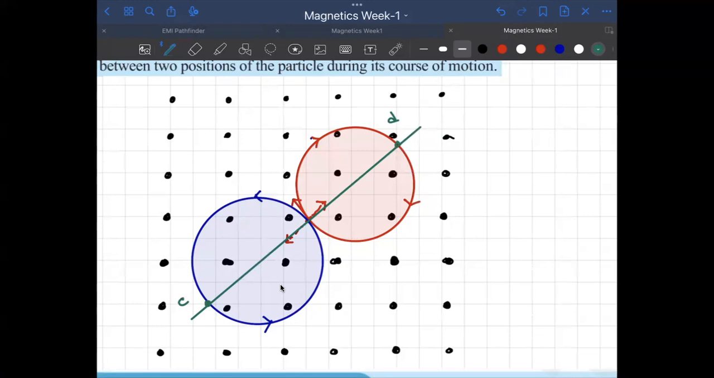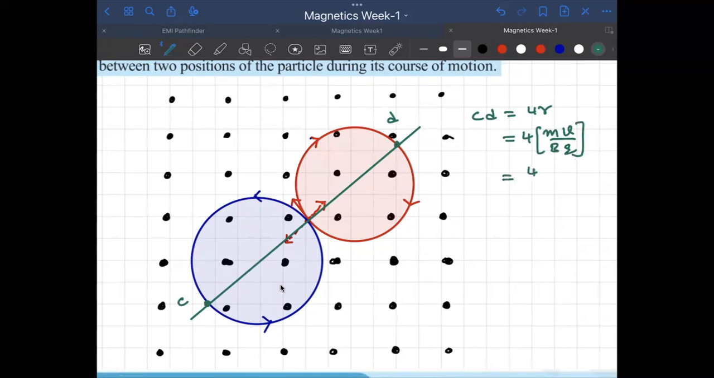If there are any others, tell me. Okay, fine. I am ready to listen. As per my mathematics knowledge, this is the farthest. Yes or no? You take point C as a reference. You imagine a circle. So this is the maximum radius. Therefore, what is the distance CD? Can someone explain? 4R. 2R plus 2R, 4R. 4 times MV by BQ, that is 4V by B sigma. Any doubts?